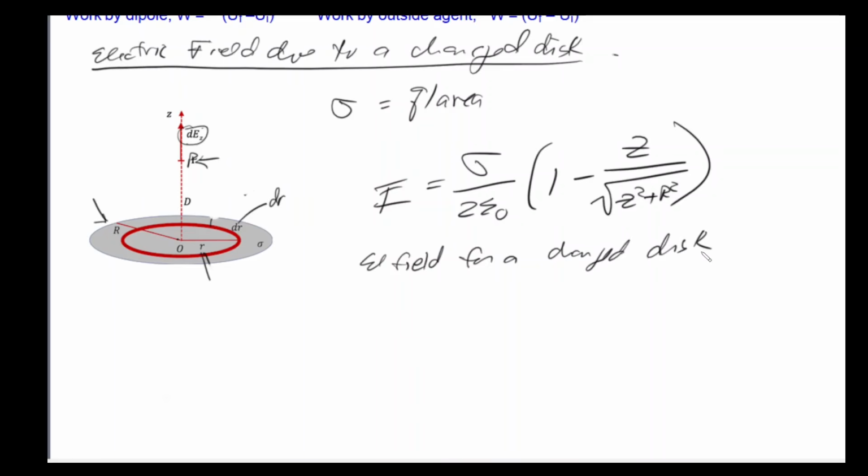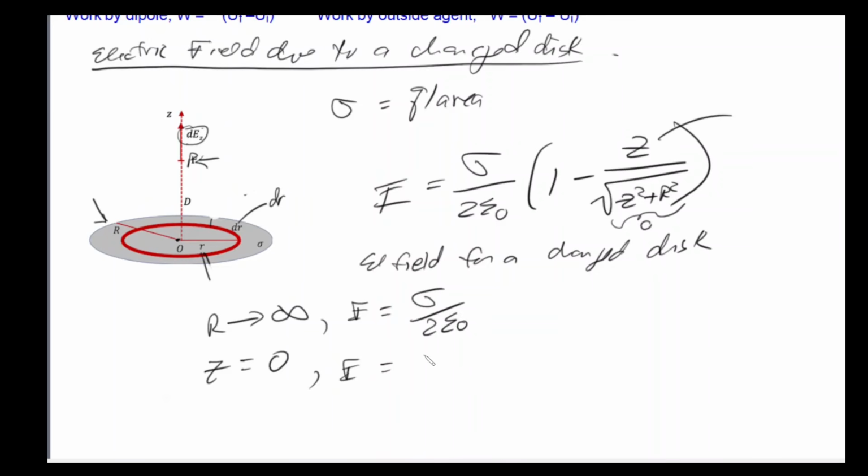Now, let's say the disk is very large. R goes to infinity. It becomes very huge. Then this part of the equation with R going to infinity becomes 0, and our electric field simply becomes sigma over 2 epsilon 0. Also, let's say Z is equal to 0. So we're down right in the center of that disk. Well, once again, if Z is equal to 0, the electric field becomes sigma over 2 epsilon 0.